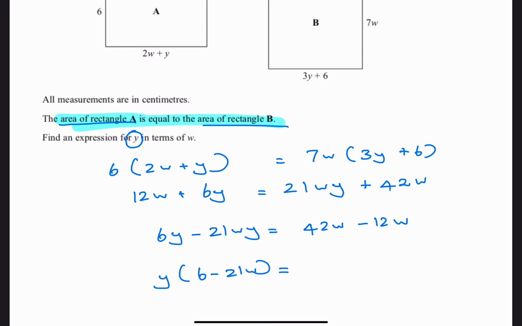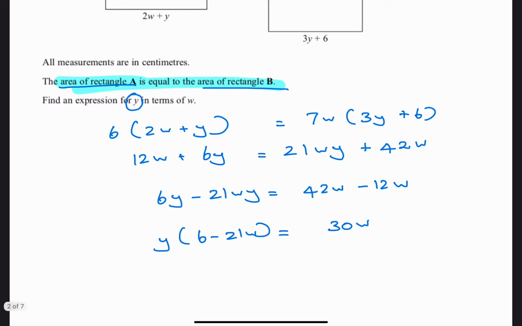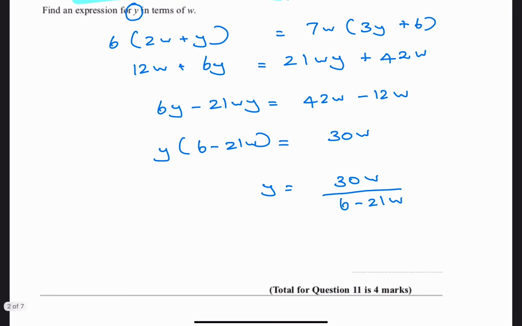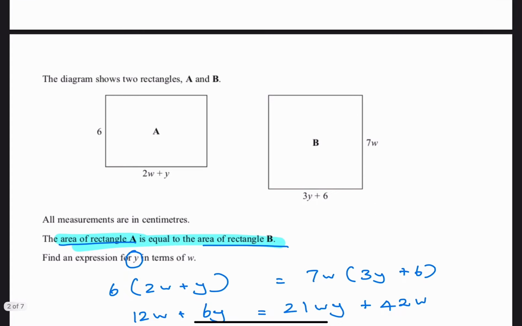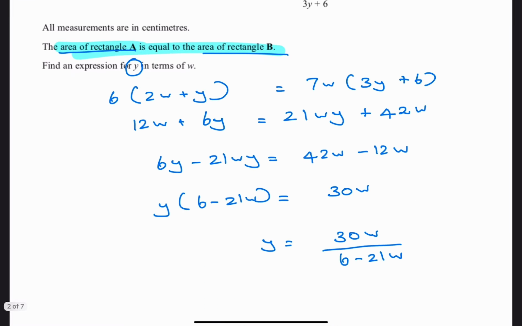Well, actually I can subtract that. That gives me 30w. In certain questions you can't subtract these kinds of things because the question will be written like that. On this one it works nicely, so it's fine. y is equal to 30w over (6 minus 21w). Okay, I can simplify this, but this would be more than enough because the question does not say give it in the simplest form.